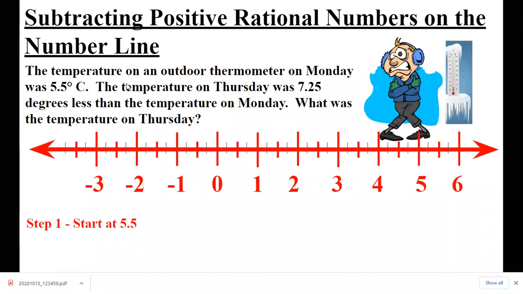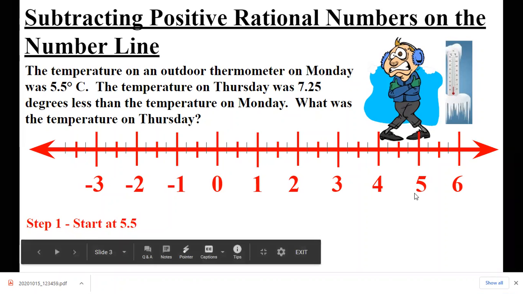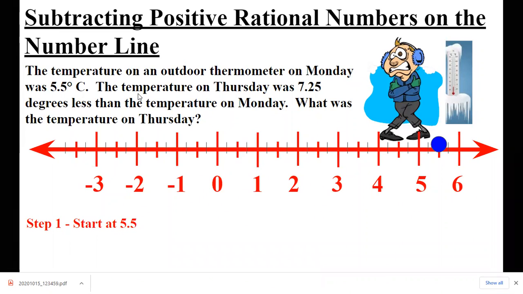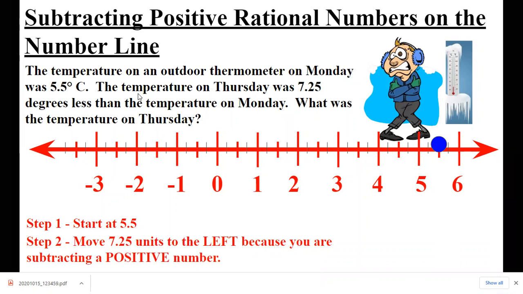Now, our first step is we're going to start at 5.5. Where would that be on the number line? Here's 5. 5.5 is halfway between 5 and 6, so it's going to be right here. So we're going to bring our dot out. There it is, 5.5. And then we're going to move 7.25 units to the left. Why? Because we are subtracting a positive number, so we're going to move the opposite direction.